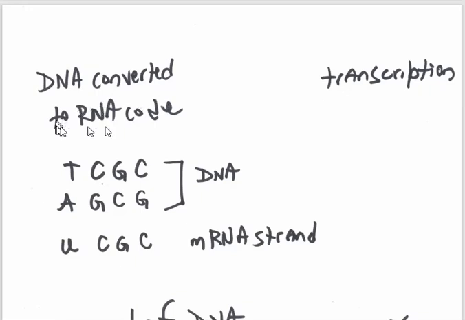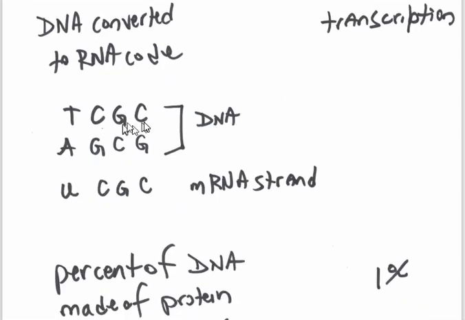When DNA is converted to an RNA code, this is called what? Let's imagine that this is an anti-parallel strand, a helix of DNA. It's not a single strand, it's double-stranded. Notice that the thymine has a match to it. Cytosine and guanine have matches as well.